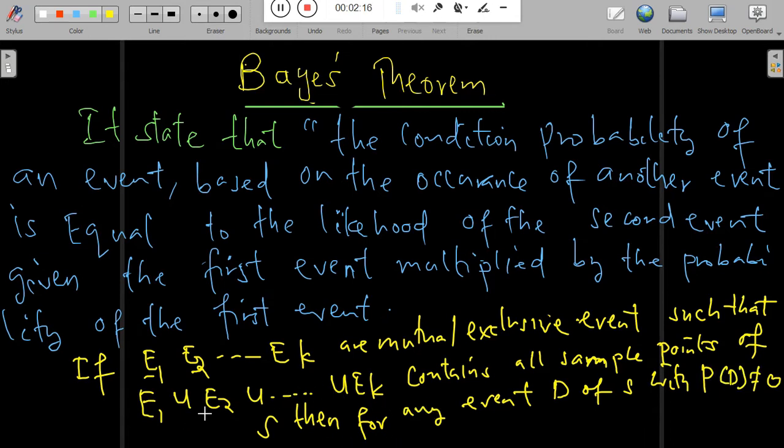So Bayes' theorem tends to analyze the conditional probability of an event based on the occurrence of another event. So it tends to show the likelihood of the second event multiplied relative to the first event as well. So we can now generate the concept for a narration where we have event 1 and event 2, event 1 union event 2, given the sample data with probability that is not equal to 0.